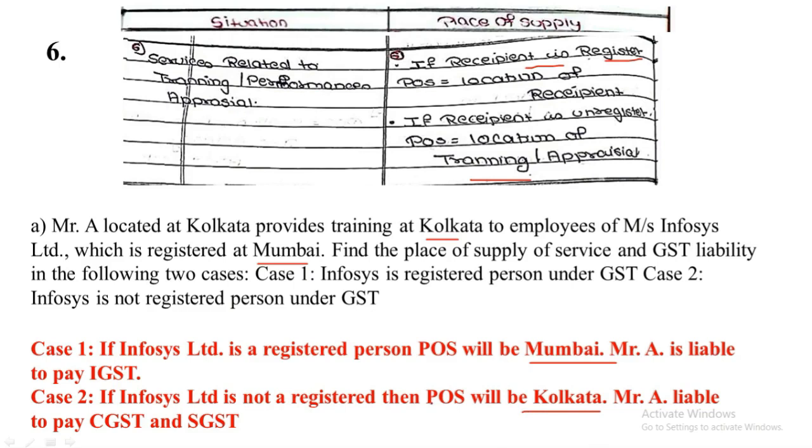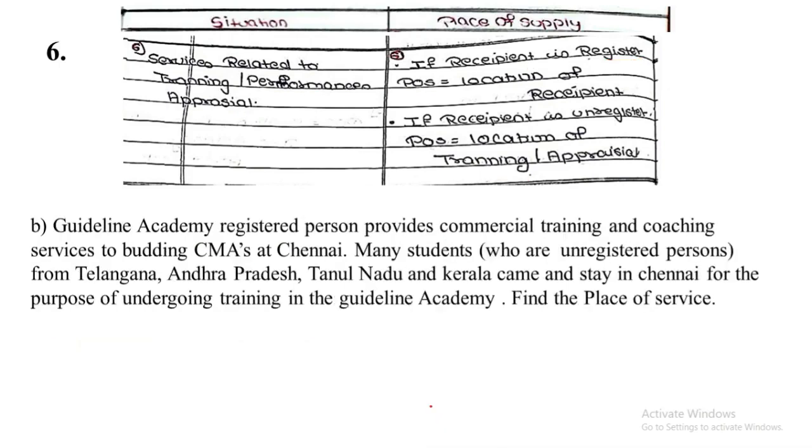I hope everyone has understood up to this point. We go ahead. We'll take our second example, again based on training. Guidance Academy, a registered person, provides commercial training and coaching services to budding CMA students at Chennai. Many students who are not registered, from Telangana, Andhra Pradesh, Tamil Nadu, and Kerala, came and stayed in Chennai for the purpose of undergoing the training in the Guidance Academy. Find the place of supply.